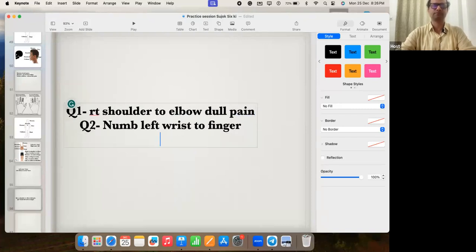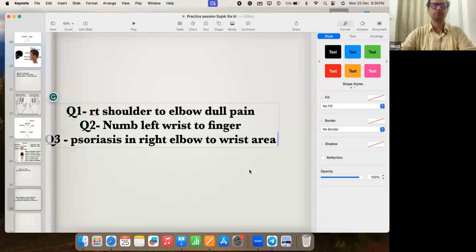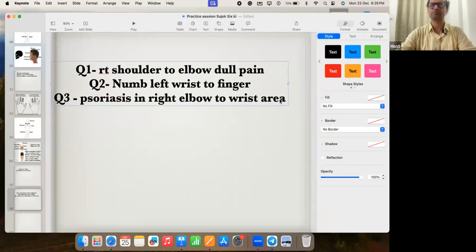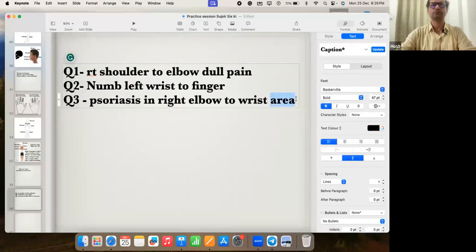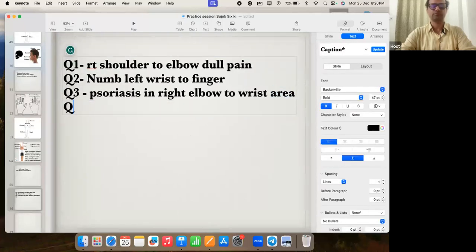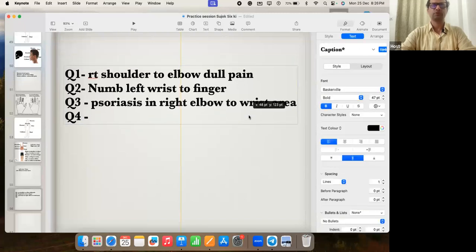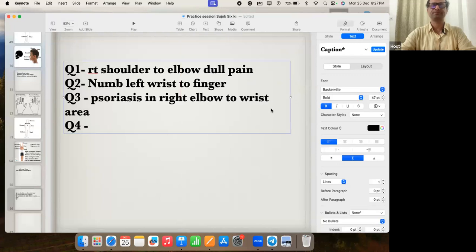Question number three: psoriasis in the right elbow to wrist area. Got it? Psoriasis. Question number four. So psoriasis is green plus plus we have to take. Psoriasis is dryness.